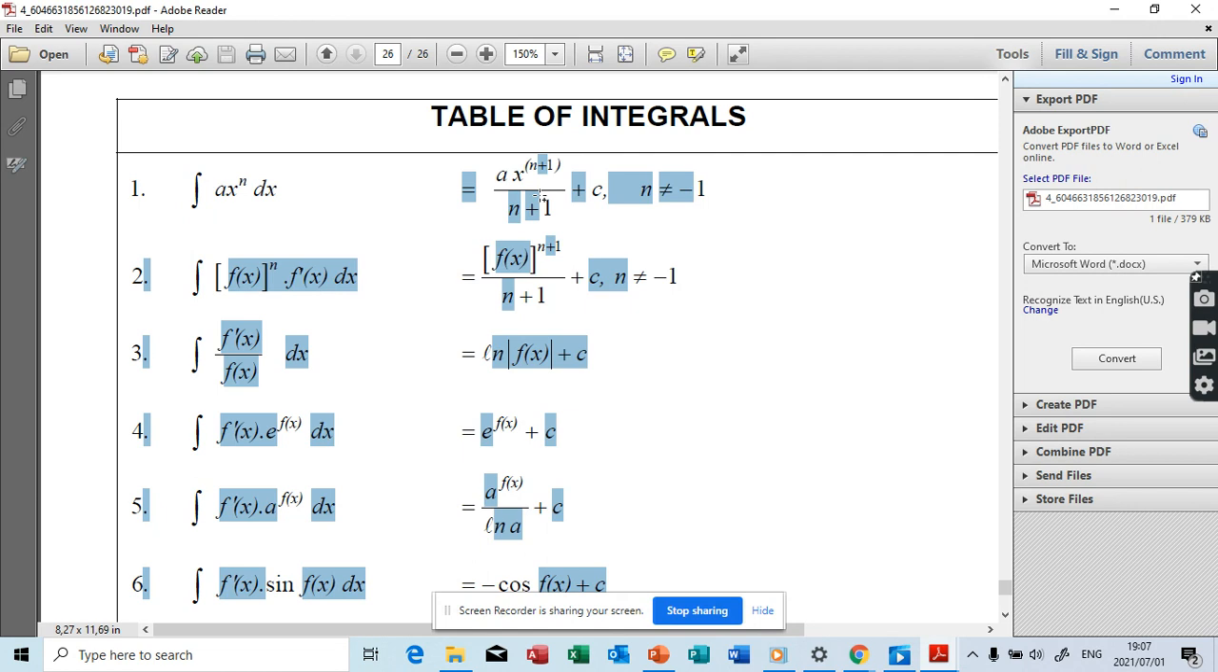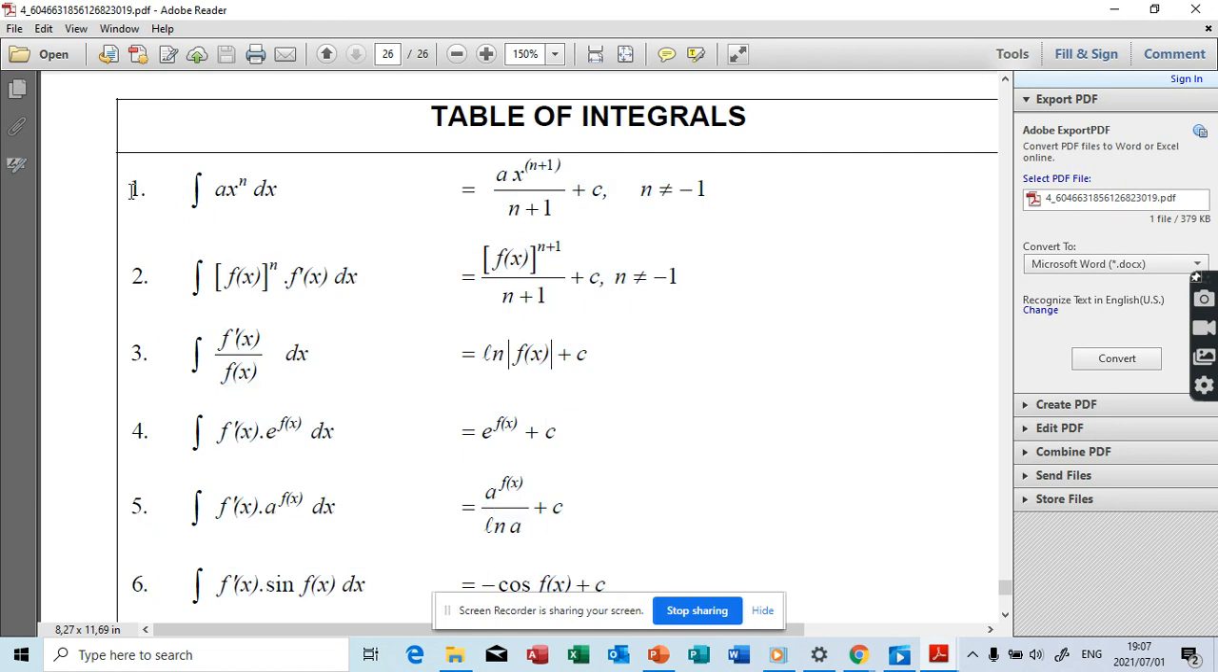This is how you get your answer. Let's go to formula number one. They are saying integration of ax to the power n. In our case, a was 1 and x was x cubed. You see that dx there. So now the answer that you must get is on the right hand side. This is the answer, so you just substitute your values on the right hand side.